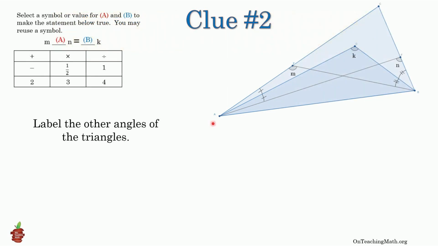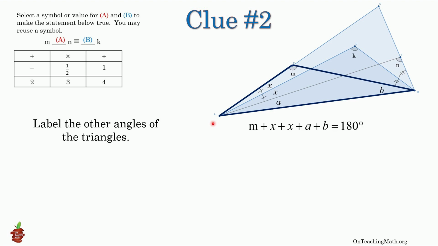All right, so clue 2. Inside of each of these triangles, the angles add up to 180 degrees. What if you labeled those other angles, just to give you something to talk about, something that you could write down? So this first triangle right here would be angle M plus X plus X plus A. That makes this entire angle over here, plus angle B, which we're going to call B. All of that would add up to 180 degrees.